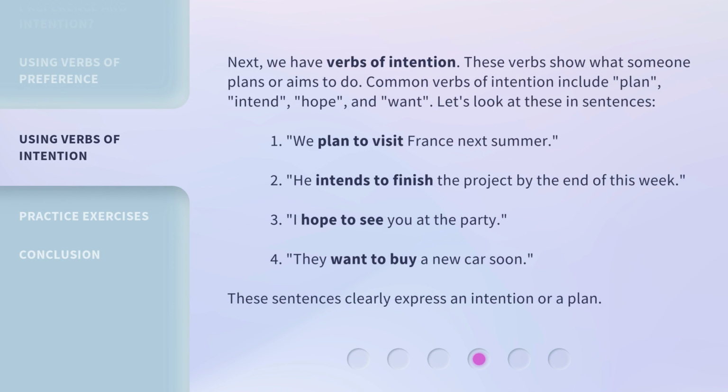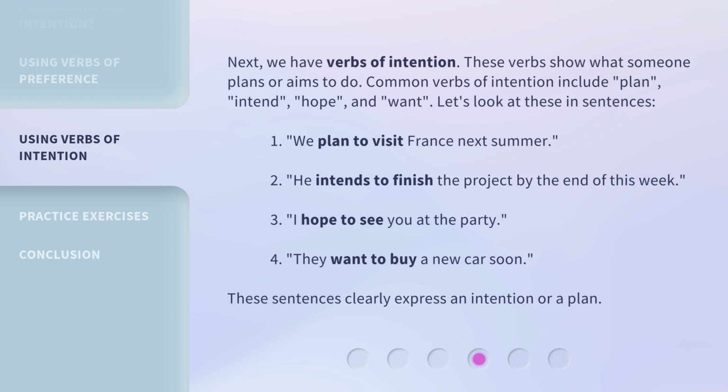Next, we have verbs of intention. These verbs show what someone plans or aims to do. Common verbs of intention include plan, intend, hope, and want. Let's look at these in sentences.